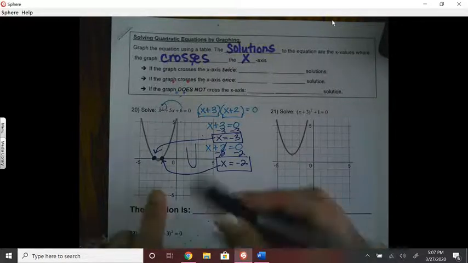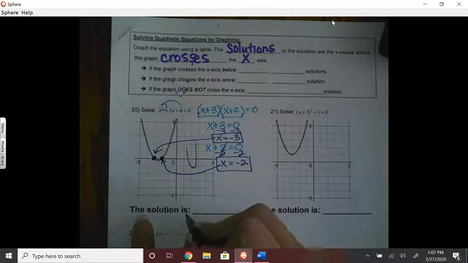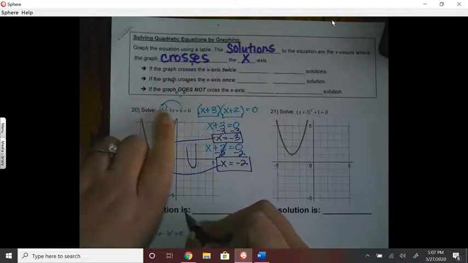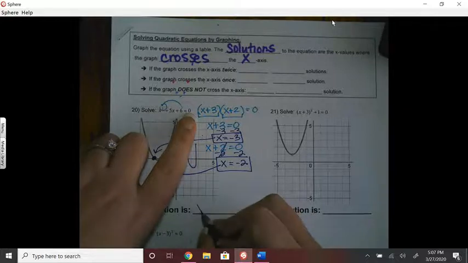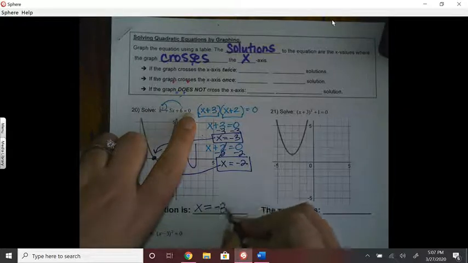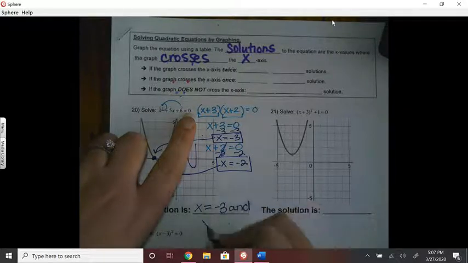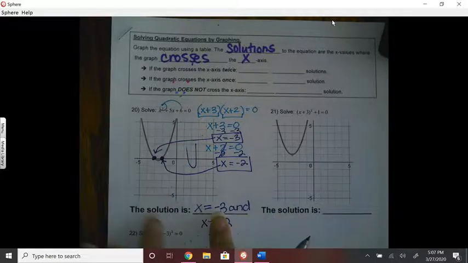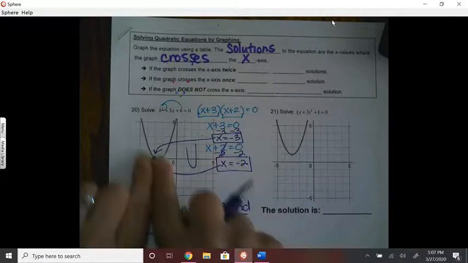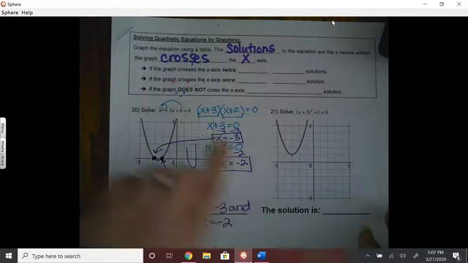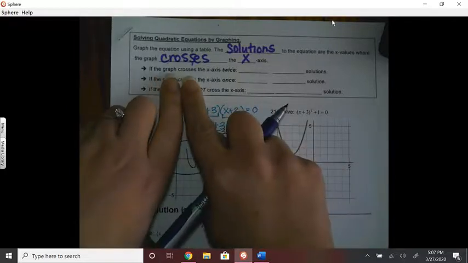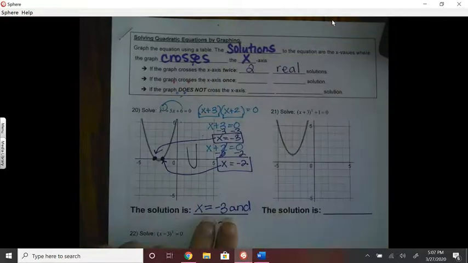So again, it says what is the solution? That means what number does x have to be to make 0. So we would get x equals -3 and x equals -2. And again, we wouldn't have to show this work if it said solve by graphing. So the graph could cross the x-axis twice and you get 2 real solutions. So this is an example where there are 2 real solutions.